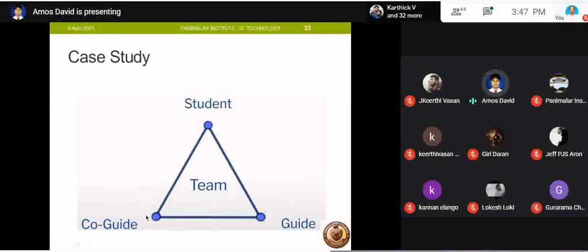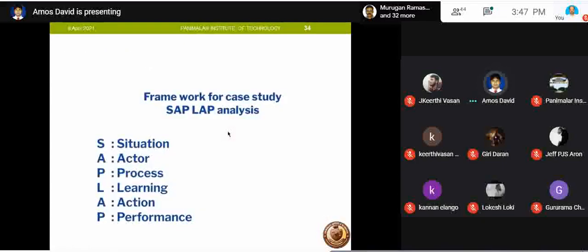When it comes to a product, if it has to be done, then the co-guide will be from an industrial perspective or industrial background. So all these three people form a team. Now, this is called a SAP lab analysis. Always remember this word, SAP lab.